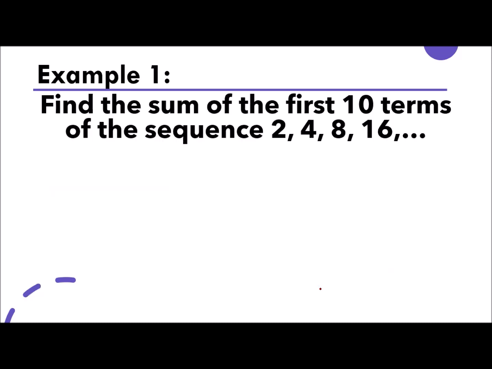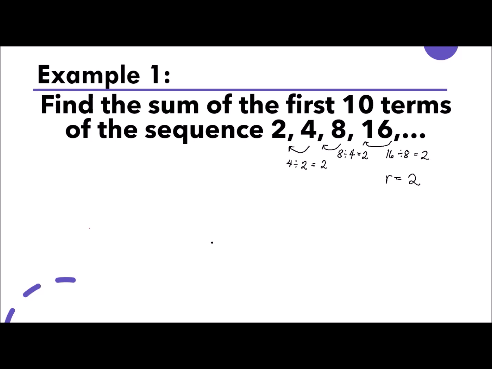The first one is, find the sum of the first 10 terms of the sequence 2, 4, 8, 16. Okay? So, sinabi sequence lang. Hindi naman sinabi kung geometric sequence ba yan. So, ang importante, kunin natin si common ratio. Okay? So, let's have 4 divided by 2. The answer is 2. And then, 8 divided by 4. So, that is also 2. And 16 divided by 8. So, that is also 2. So, we will have a common ratio of 2.